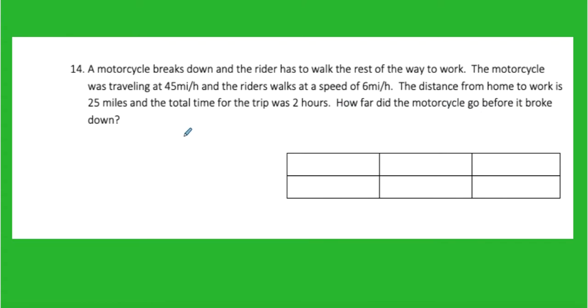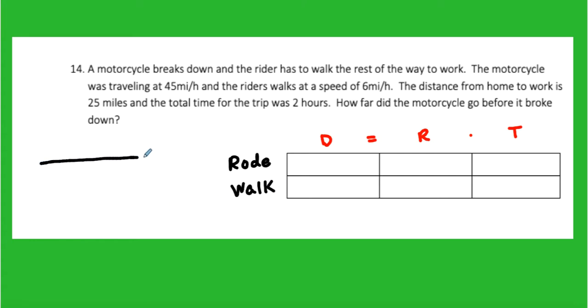Okay, so we've got to think about this because there's a lot going on here. So first I'm going to fill in my chart. D equals R times T. And this one is tricky, okay? All right, so we have the part that he rode and we have the part that he walked. I want to look at a picture of this.